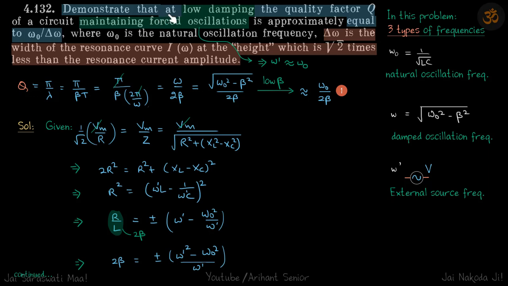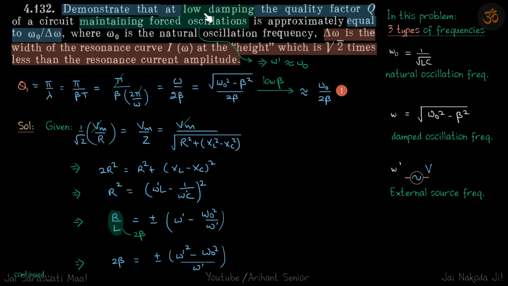So we have to prove that at low damping, the quality factor of a circuit that's maintaining forced oscillations is approximately omega naught by delta omega, where omega naught is the natural oscillation frequency, and delta omega is the width of the resonance curve at the height at which the current is root 2 times less than the resonance current amplitude.